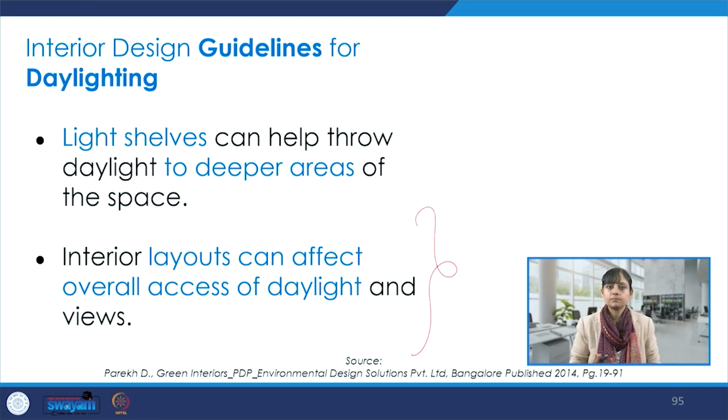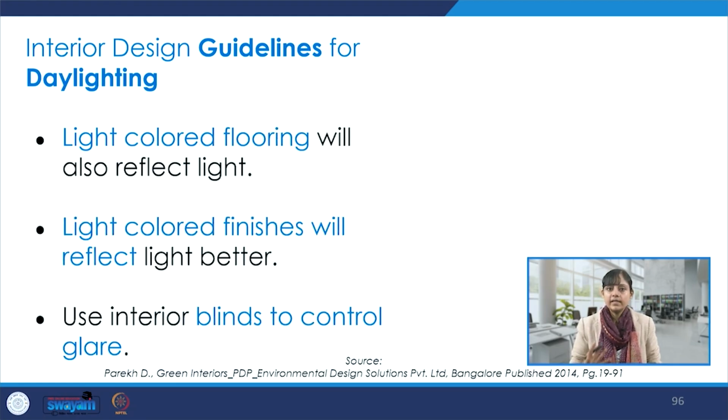Like we talked about the retail spaces and how the layout itself can be a part of the good design strategy, including visual merchandising. Of course, whenever we talk about interior layouts, they can affect the overall access to daylight, circulation, views, overall quality of space, the experience for the user. Light colored flooring will also reflect light. Light colored finishes will reflect light better. Use interior blinds to control glare. So these are simple guidelines, but very effective.